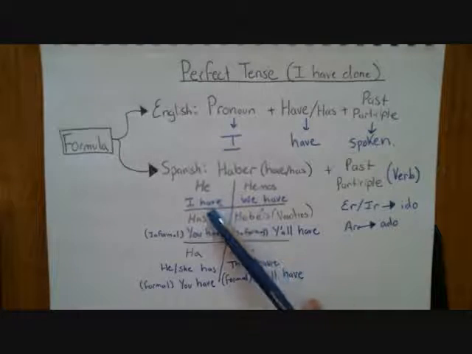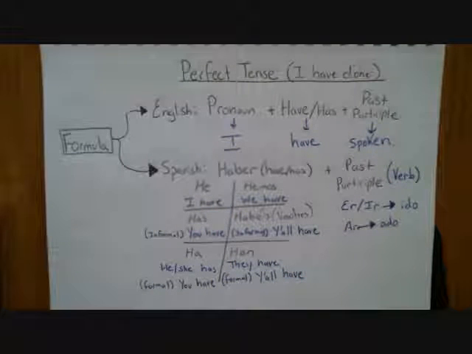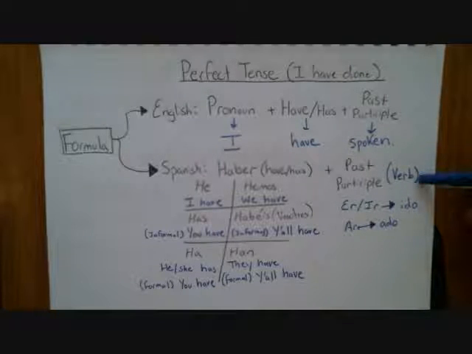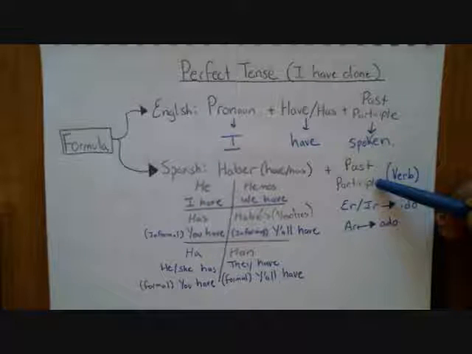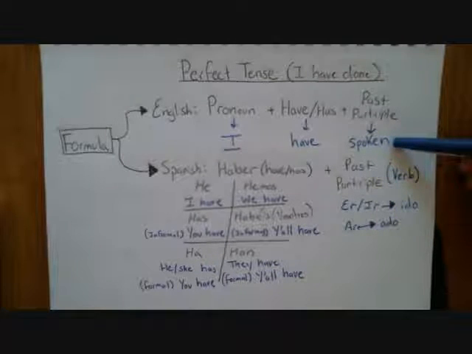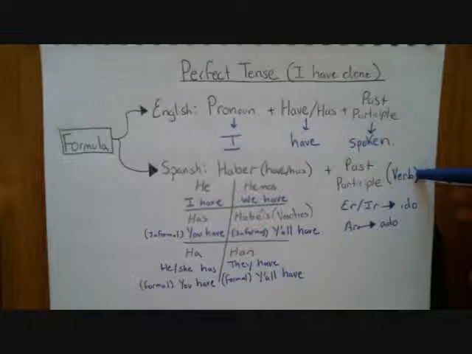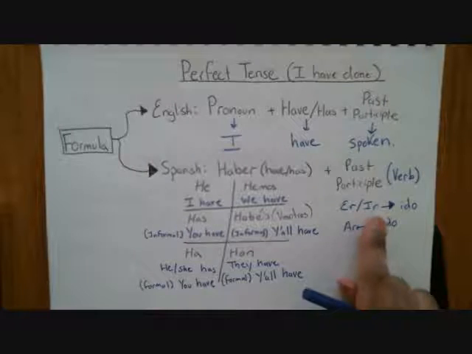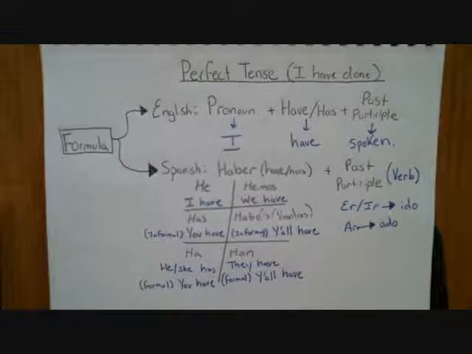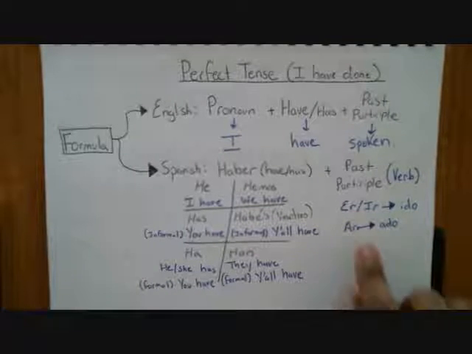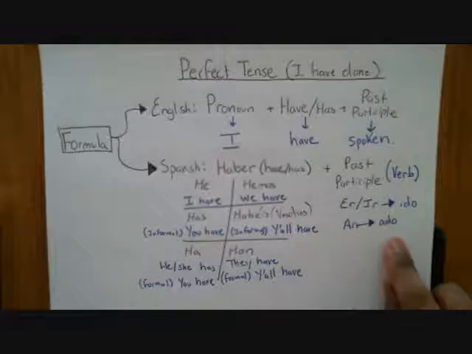So now that we have the have part, what about the eaten, spoken, written, or sung part of the perfect tense? Well, we take our verb and we put it into something called the past participle. You can see that right here in English, the word spoken, that is the past participle of the verb speak. Well, in Spanish, to turn a verb into its past participle, you take your verb, and if your verb has an ER or an IR at its ending, replace those with ido. Or if your verb has an AR at its ending, replace that with ado.